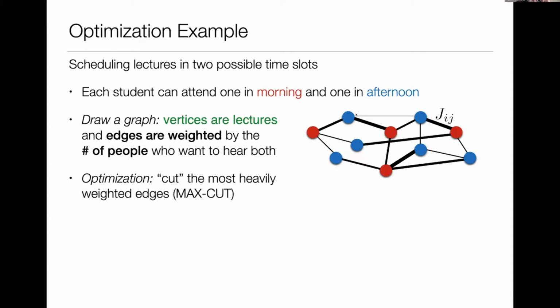It's basically you want to cut the most heavily weighted edges. Or looking more from a physics perspective, you'll immediately see I can think of this as some kind of an anti-ferromagnetic spin model, right? Red and blue represent spin up and spin down. And what I want to do is to minimize the energy of this Ising model on some graph that's drawn here with anti-ferromagnetic couplings.